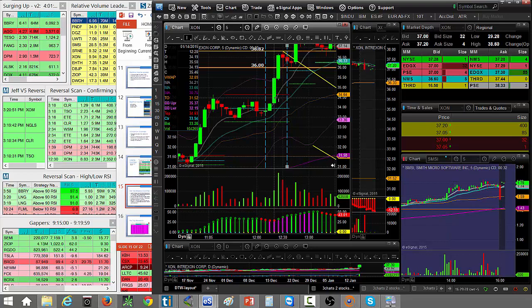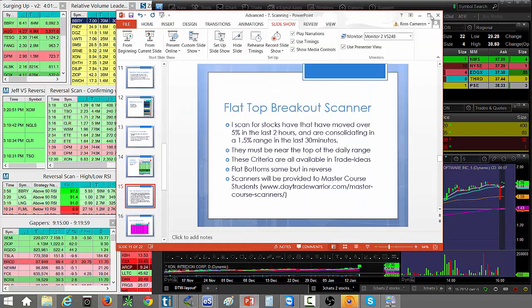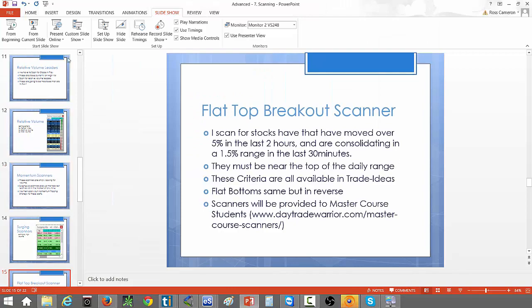And then we might have to add some volume parameters, right? Well, the stock needs to have 2 times relative volume on the day, and in the last 5 minutes, at least a 500% volume surge. So the more we add these criteria, the more we're going to start to hone in, I'd like to think, on a good scanner to find these patterns. And that's basically what I did with the flat top breakout scanner.